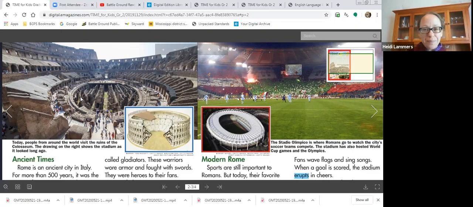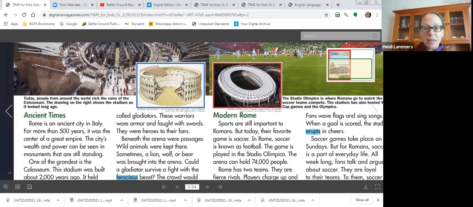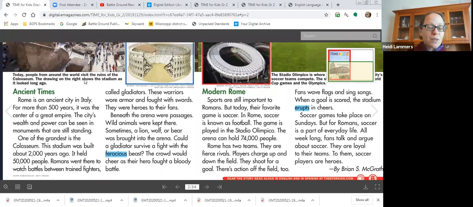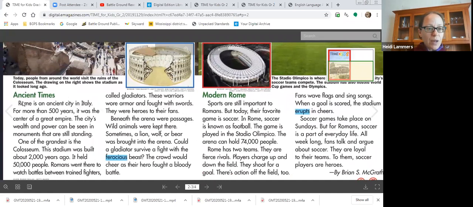It's broken. People just go to visit it and imagine what it was like and to walk through something so old. Okay, ancient. Remember that is very, very, very old. Ancient times. Read with me. Rome is an ancient city in Italy. For more than 500 years, it was the center of a great empire.